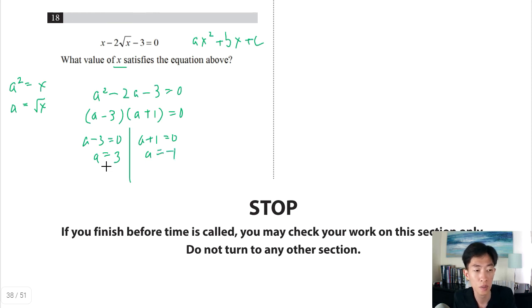And then we can resubstitute our radical x. So radical x is either equal to 3, or radical x is equal to negative 1. We reject this one because the notation suggests that we are only allowed to use positive numbers. Square both sides, we get x equals 9, and that's our answer.